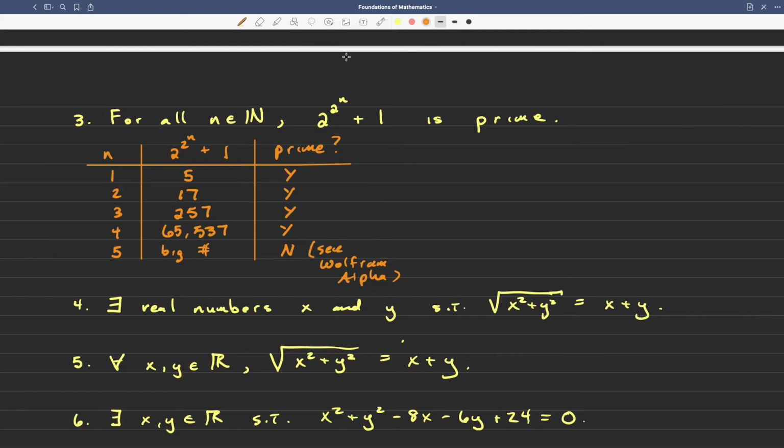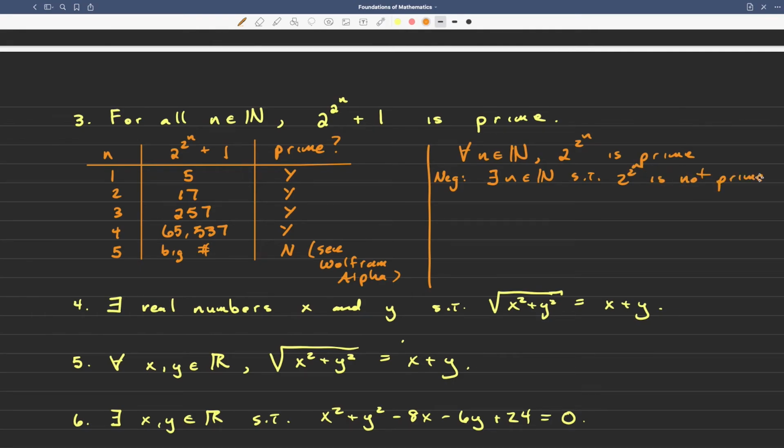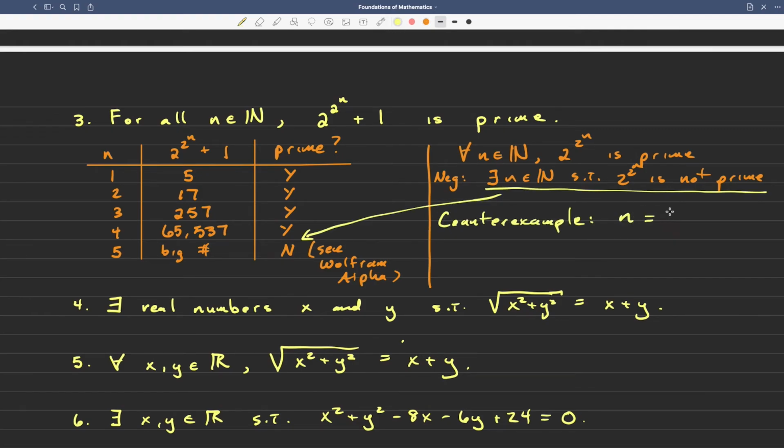So the original statement was for every n in the natural numbers, 2 to the 2 to the n plus 1 is prime. The negation of it is there exists an n in the natural numbers such that it is not prime. And we have just demonstrated that the negation is true. So we have a counterexample of n equal to 5 to the original statement. The original statement is not true because I had the counterexample of n equals 5.